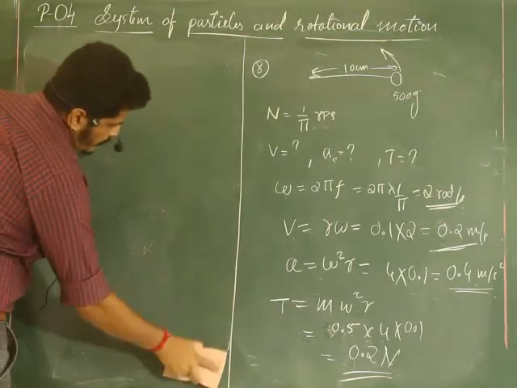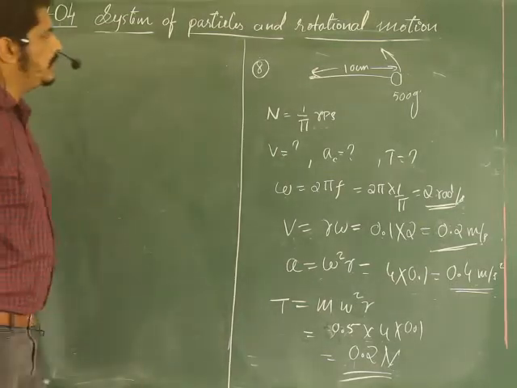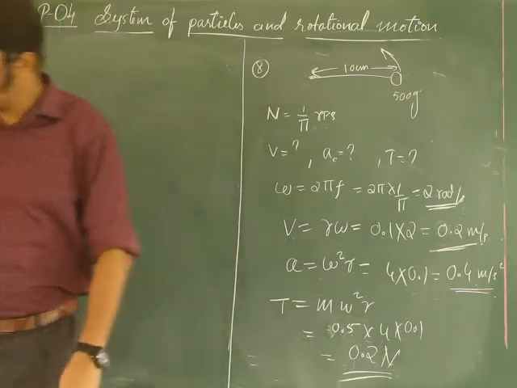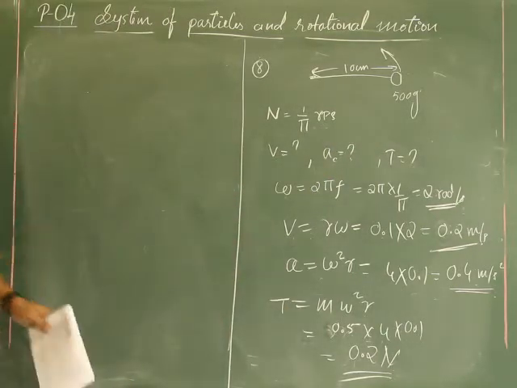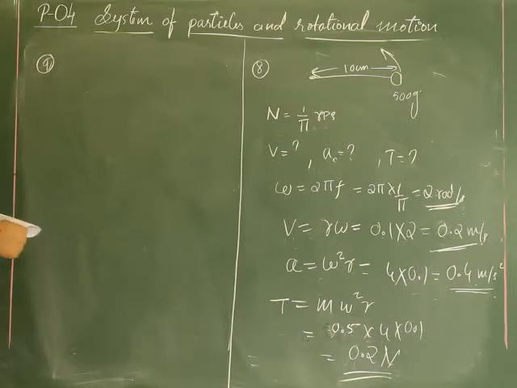So altogether we found out the different physical quantities for a ball of mass 500 grams tied to a string of length 10 centimeter. Yes, that is how we do. Okay, fine. So let us go for the next question, question number 9.